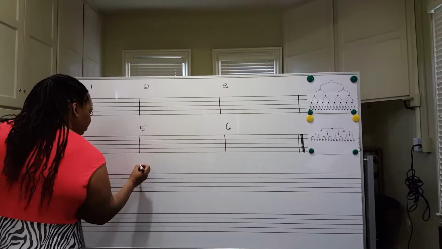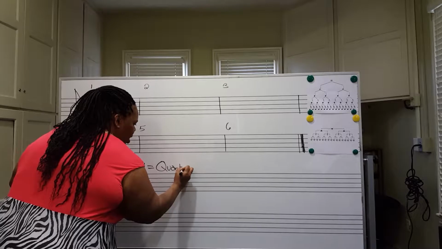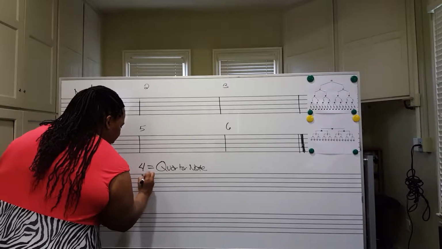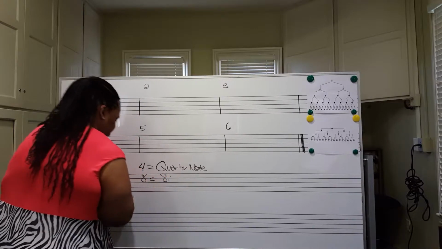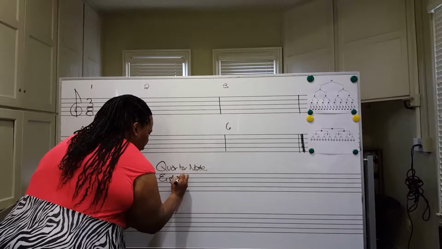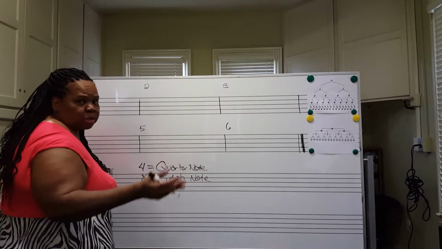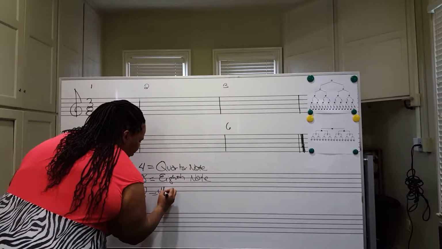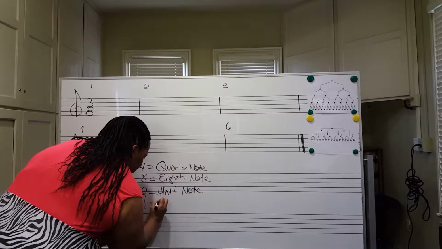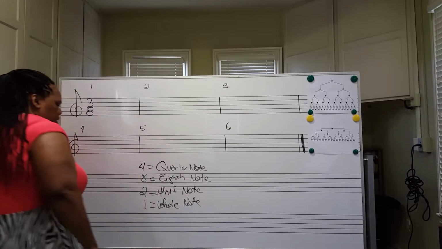So I just want to write it down here as well. When you see the number 4, that means quarter note. When you see the number 8, it's 8th note. You see the number 2, which you will see sometimes. That is half note. You see the number 1, and you will see that sometimes. That's whole note. Rare, but you will see that.